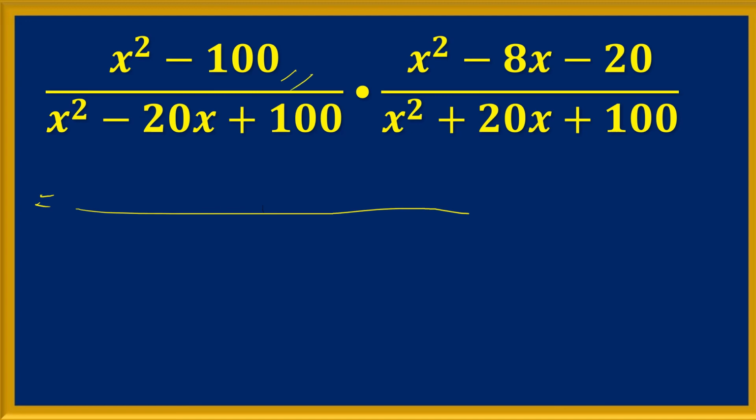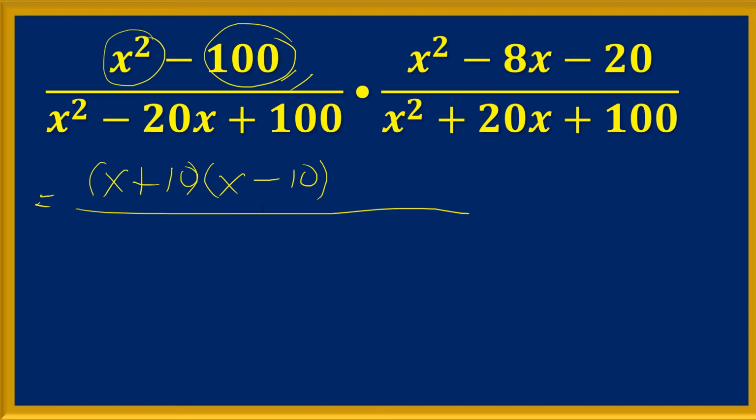Let's start with x squared minus 100. So ang given polynomial natin is a difference of two squares. So, square root natin yung x squared, x and x. Square root natin ng 100 is 10. So, therefore, ang factor ng x squared minus 100 is (x plus 10) times (x minus 10).